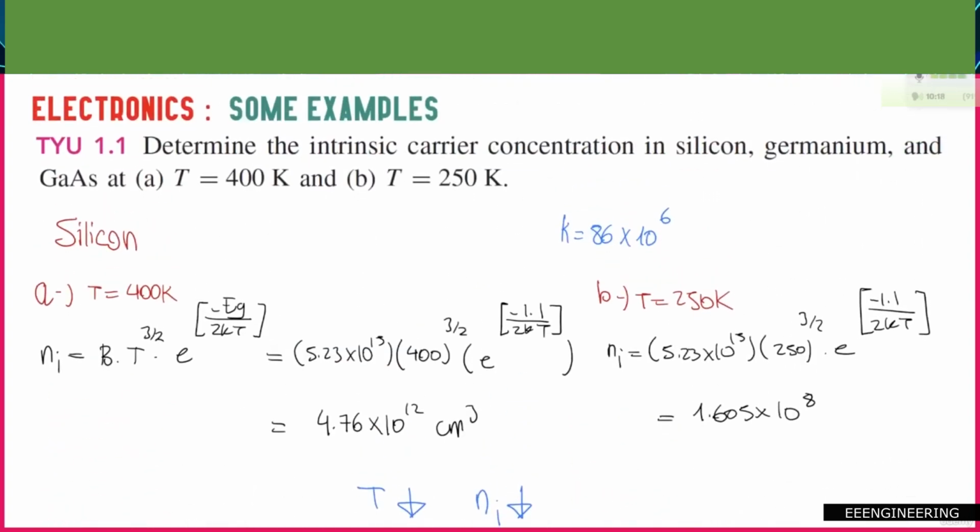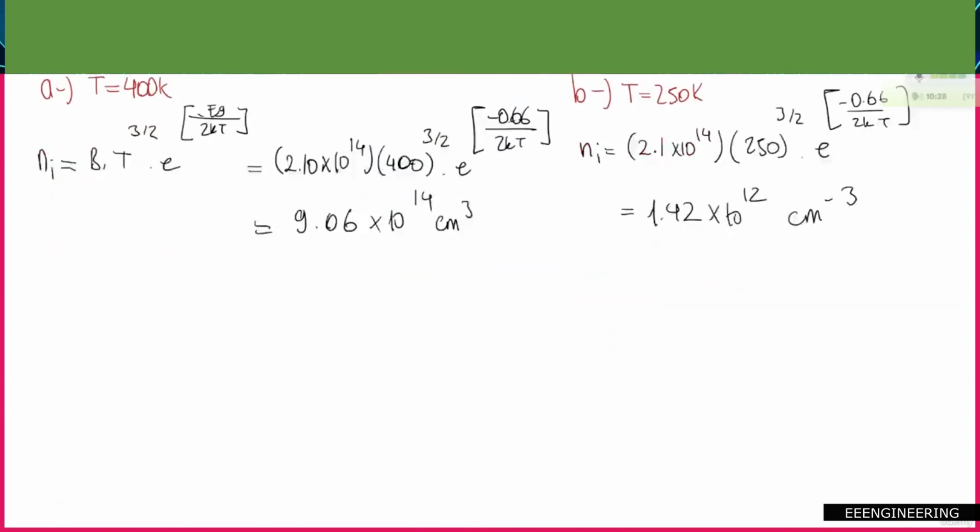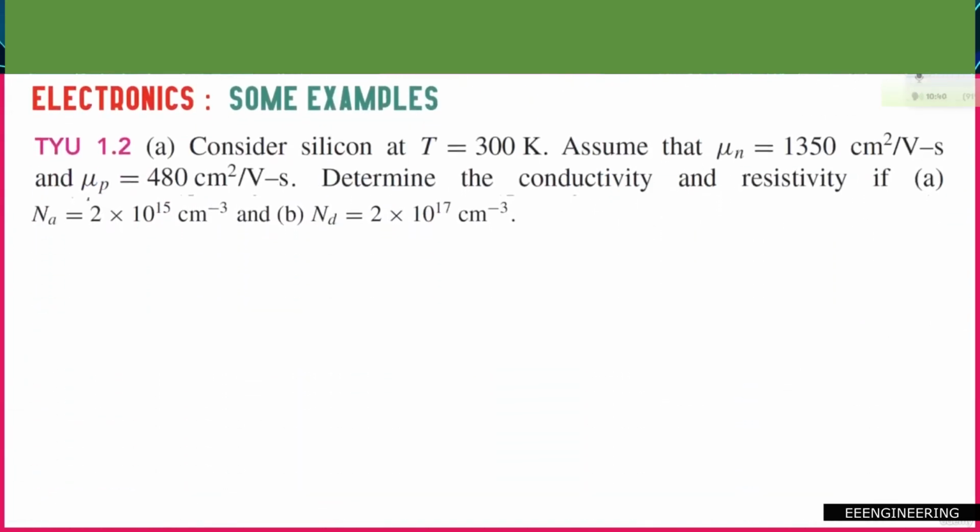The rest is calculating the intrinsic carrier concentration for gallium arsenide at T equal to 400K and also at T equal to 250K. You can send your solutions to me. It is important that you're solving these problems. And also please note that if you're not able to solve the question, you can always ask for a free one-to-one lecture.